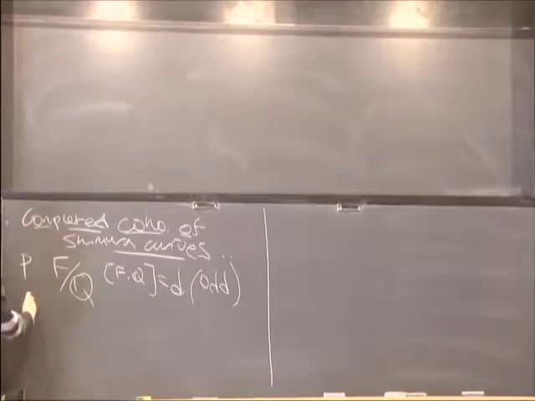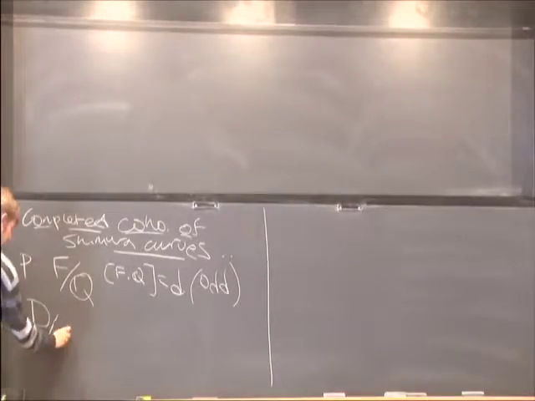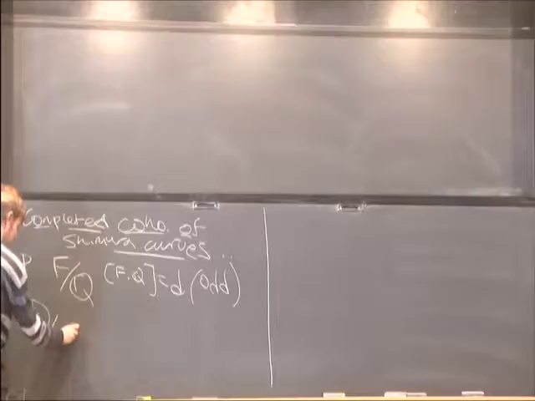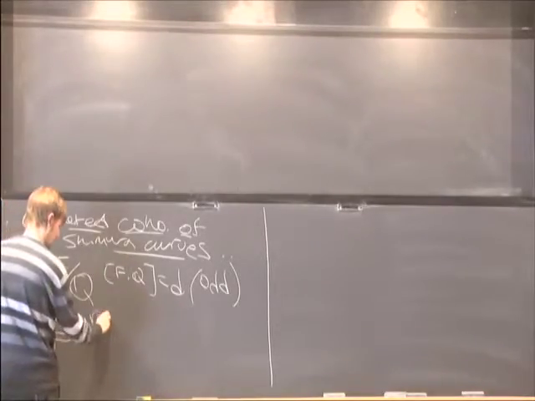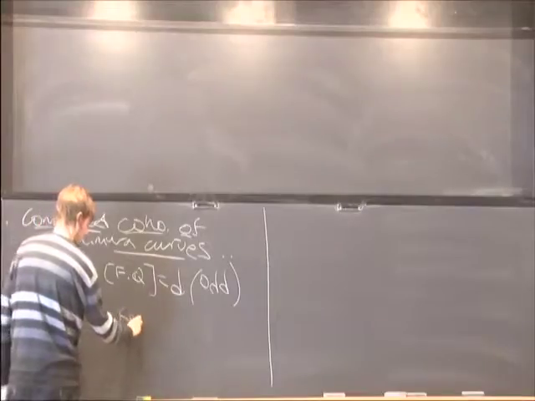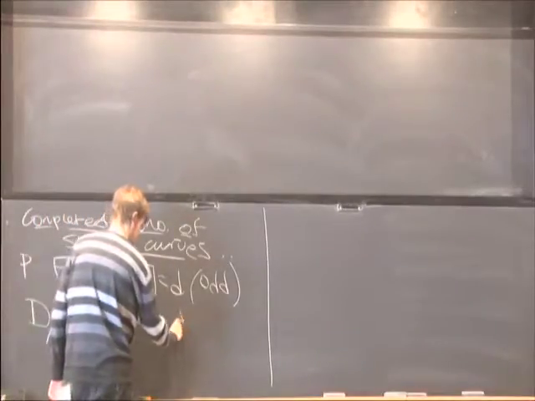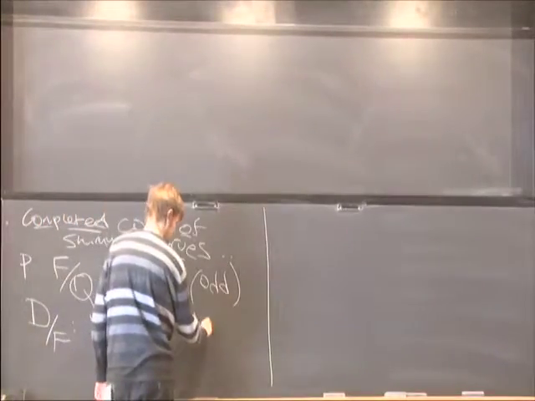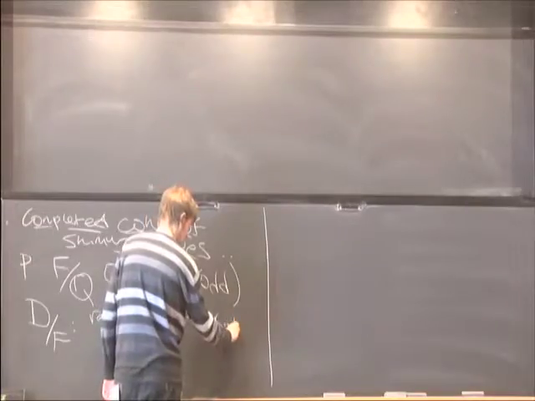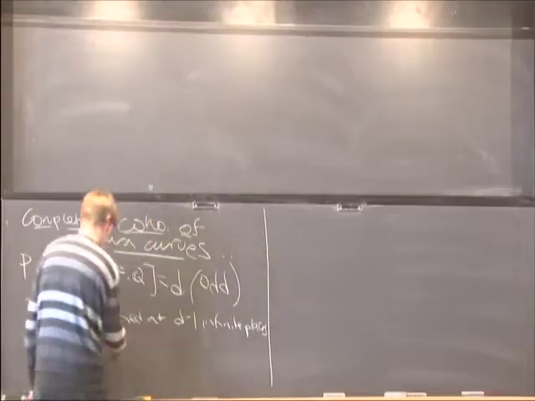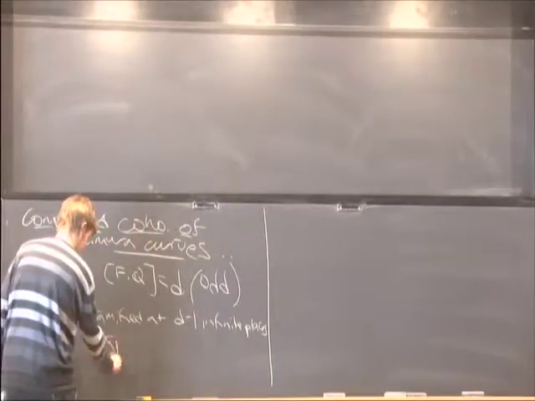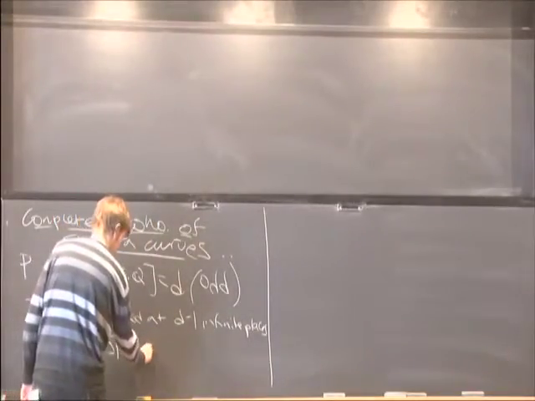So first of all, D over F will be a quaternion algebra which is ramified at d minus 1 infinite places. And it will be split at all the finite places of F.